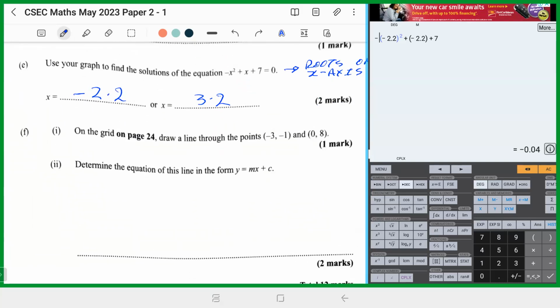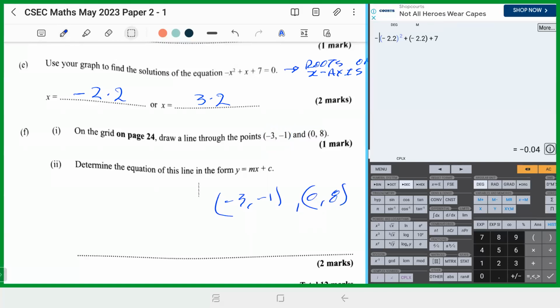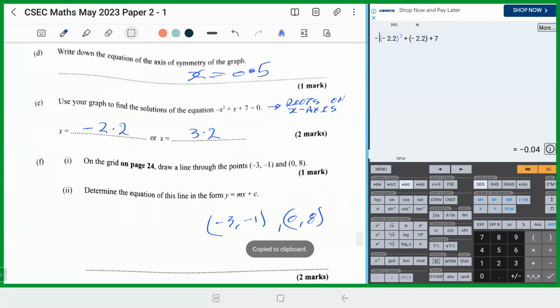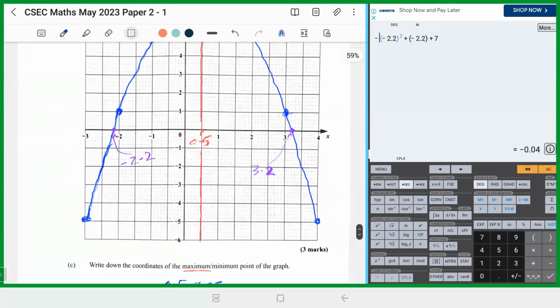It says on the grid, we have to draw the line through these 2 points. Draw a line through those 2 points: negative 3, negative 1, and 0, 8. So those are the 2 points I want to draw on the graph. Let's copy that. Negative 3, negative 1, 0, 8.